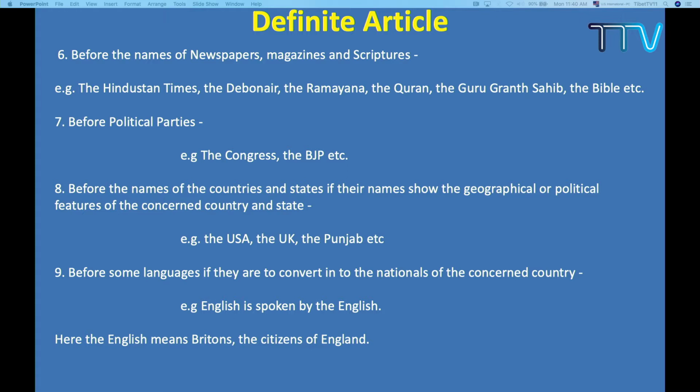And before the names of countries and states, if their names show geographical or political features of the concerned place. For example, USA, the USA.